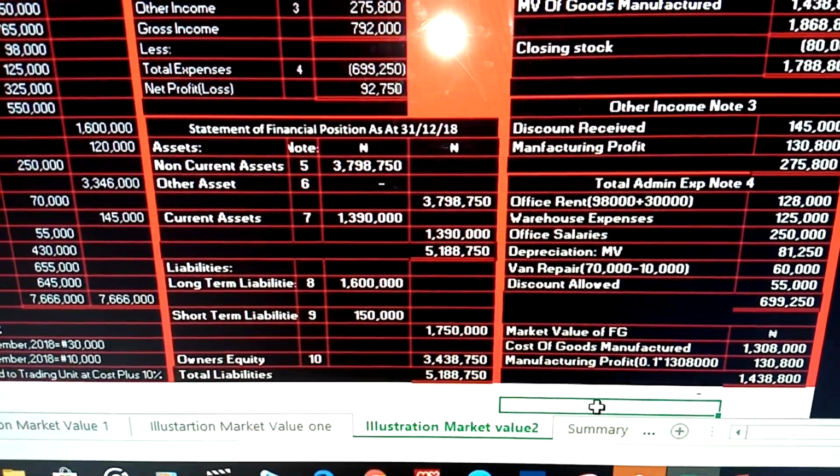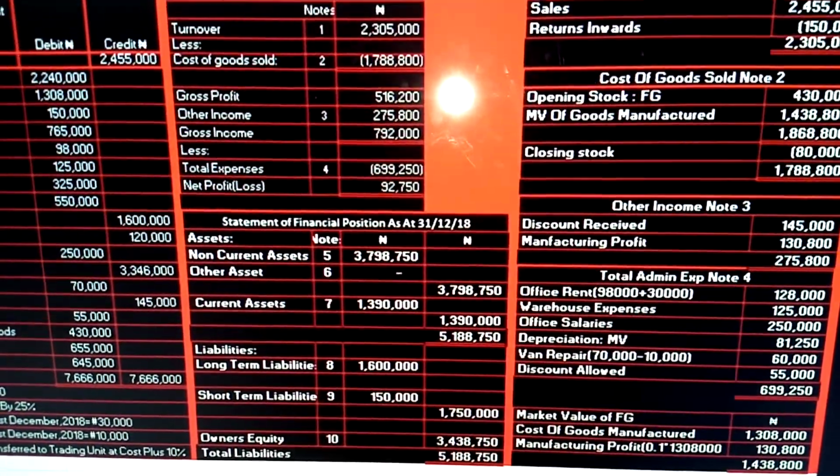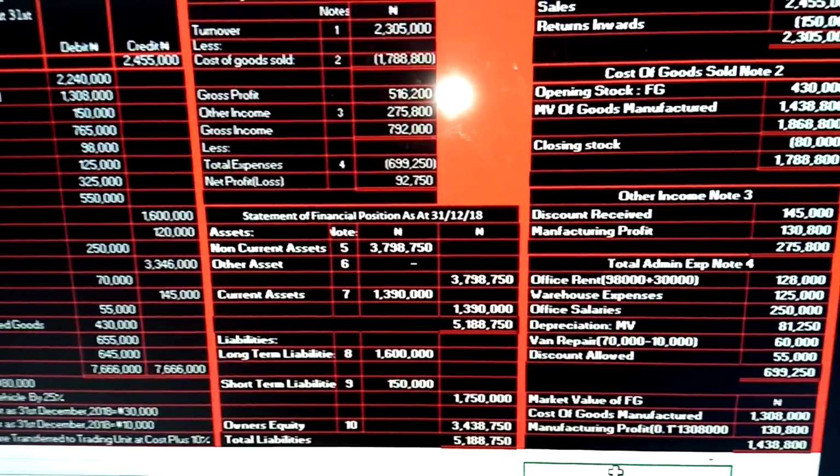So basically, your manufacturing profit increases your cost of goods manufactured, and also increases your other income. So let's proceed.